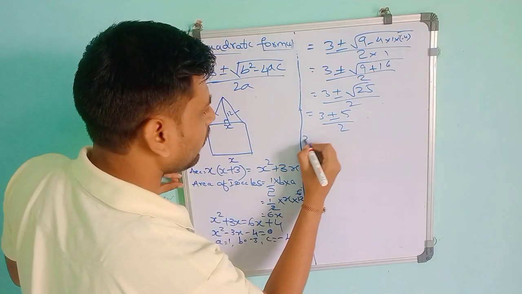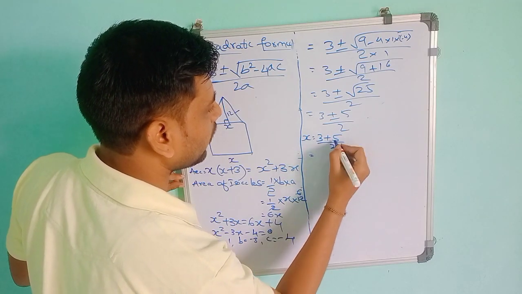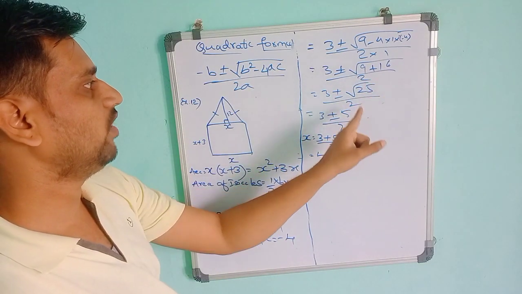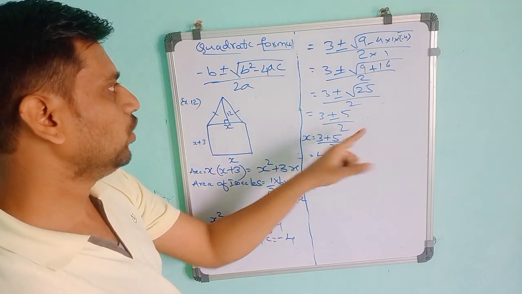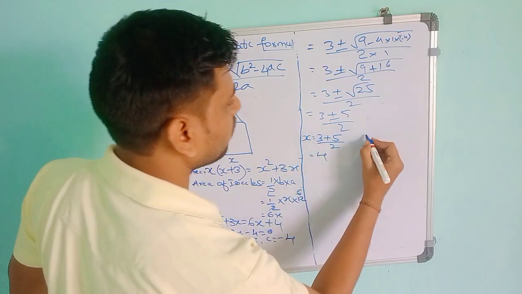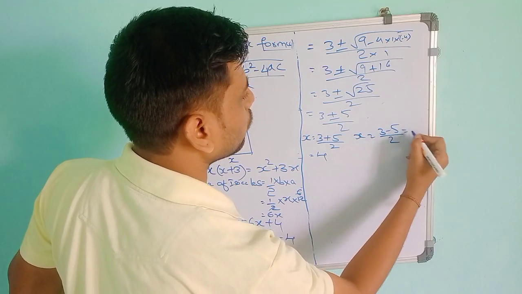So the roots will be x is equal to, you have to take one side, plus: 3 plus 5 divided by 2. So 8 by 2 is 4. 16 plus 9 is 25, root 25 is 5. So 3 plus or minus 5 divided by 2, because a is 1. Then 3 plus 5 by 2 is 4. Then x is equal to 3 minus 5 divided by 2.